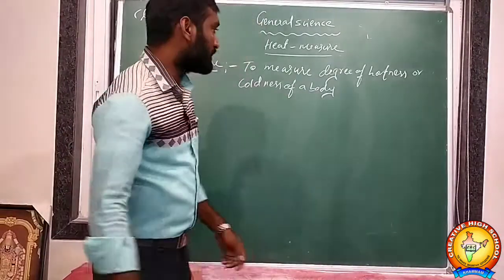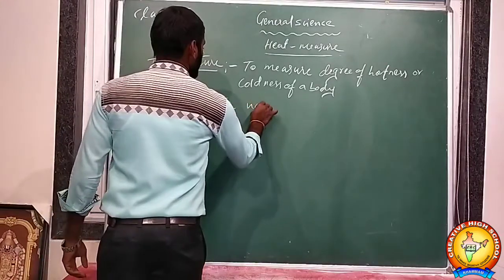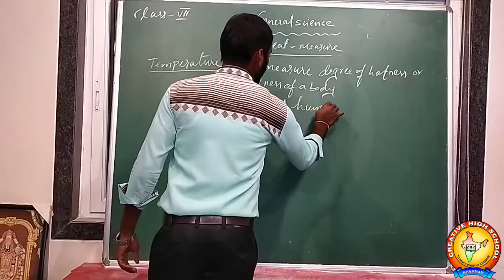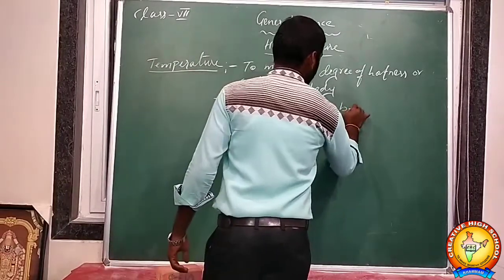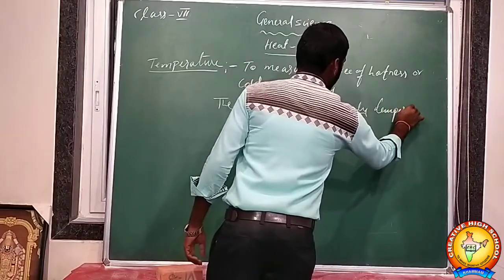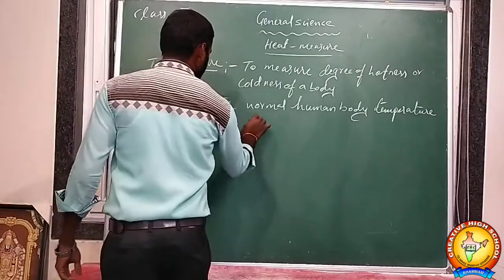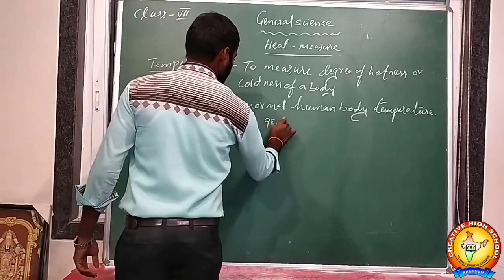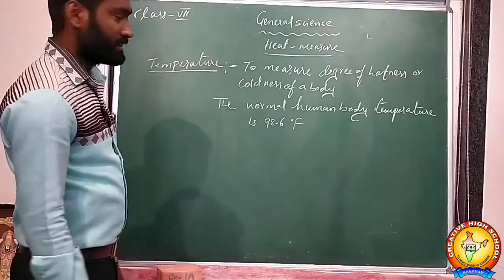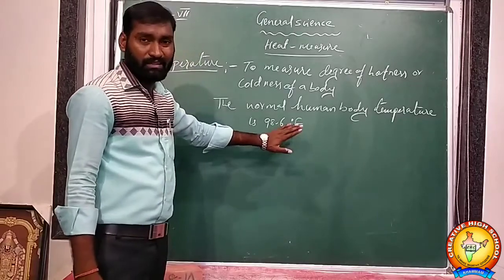So what is the normal human body temperature? The normal human body temperature is 98.6 degrees Fahrenheit. It is the measurement of normal human body temperature.